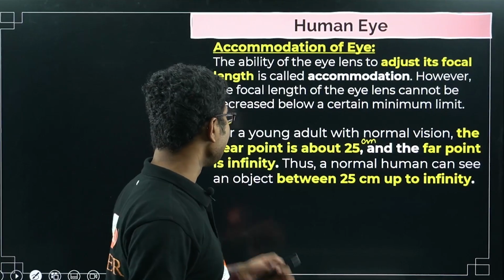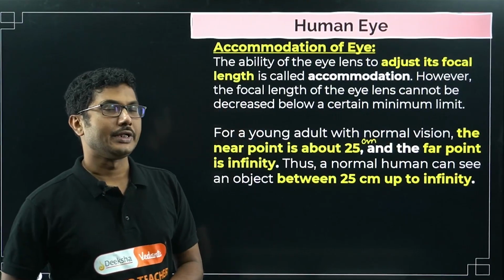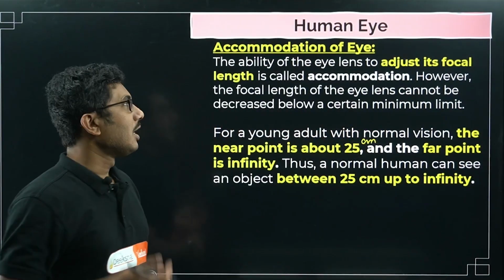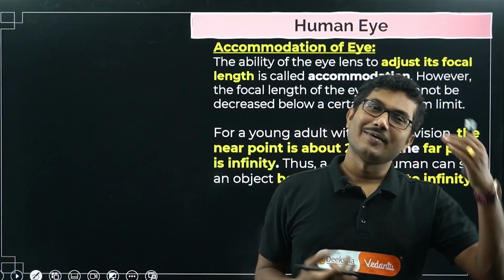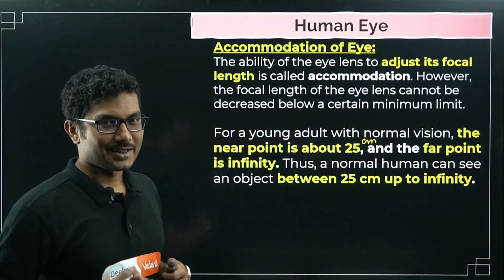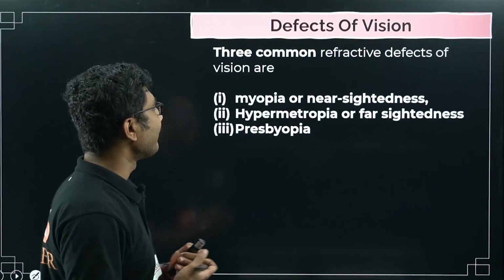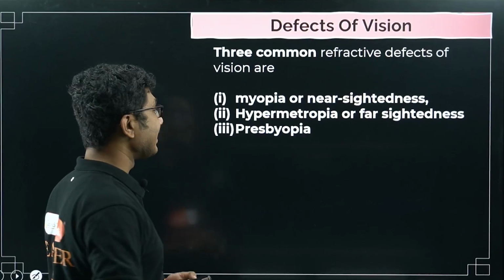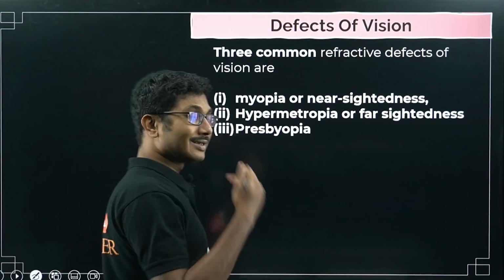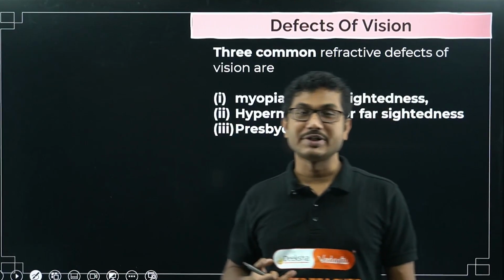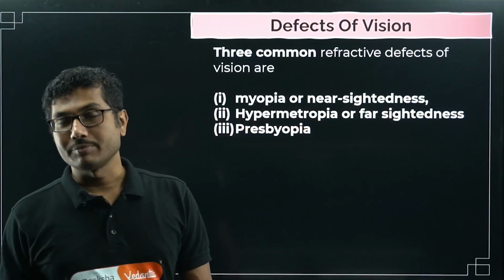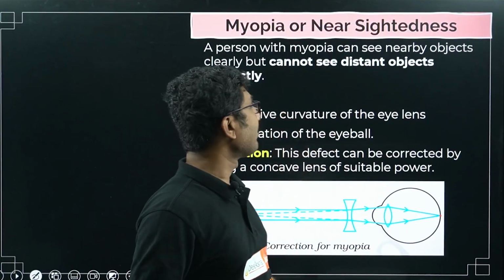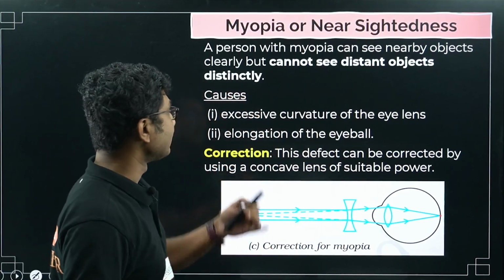Thus, a normal human can see an object from 25 centimeter up to infinity. Like you, like me, I need glasses, but still I can see from 25 centimeter up to infinity after wearing my glasses, right? Now next, the common refractive defects of vision are myopia or nearsightedness, hypermetropia or farsightedness, presbyopia. Myopia or nearsightedness means a person can see nearby objects clearly but cannot see distant objects clearly, so that is myopia. A person with myopia can see nearby objects clearly but cannot see distant objects distinctly.